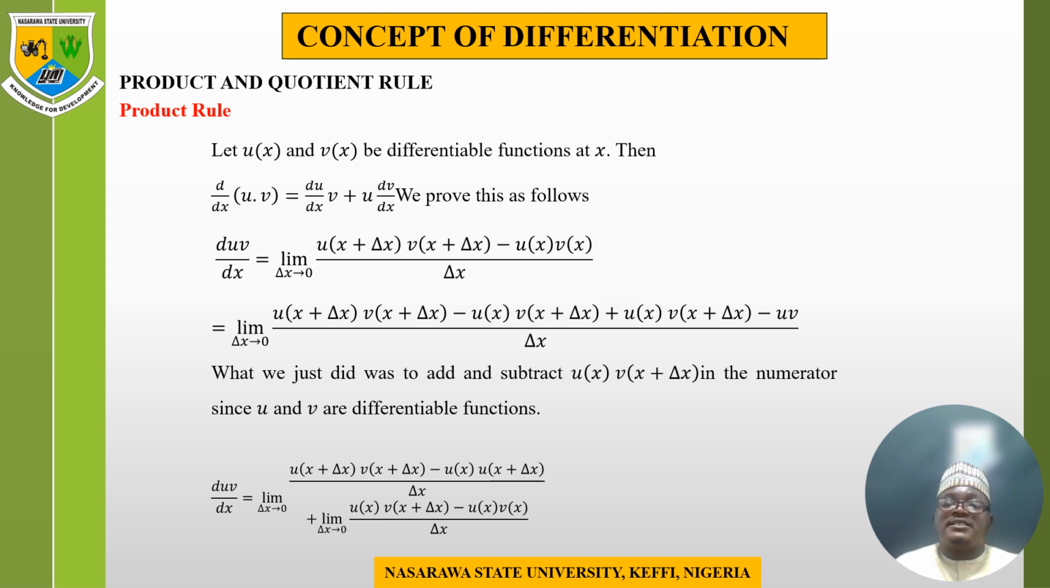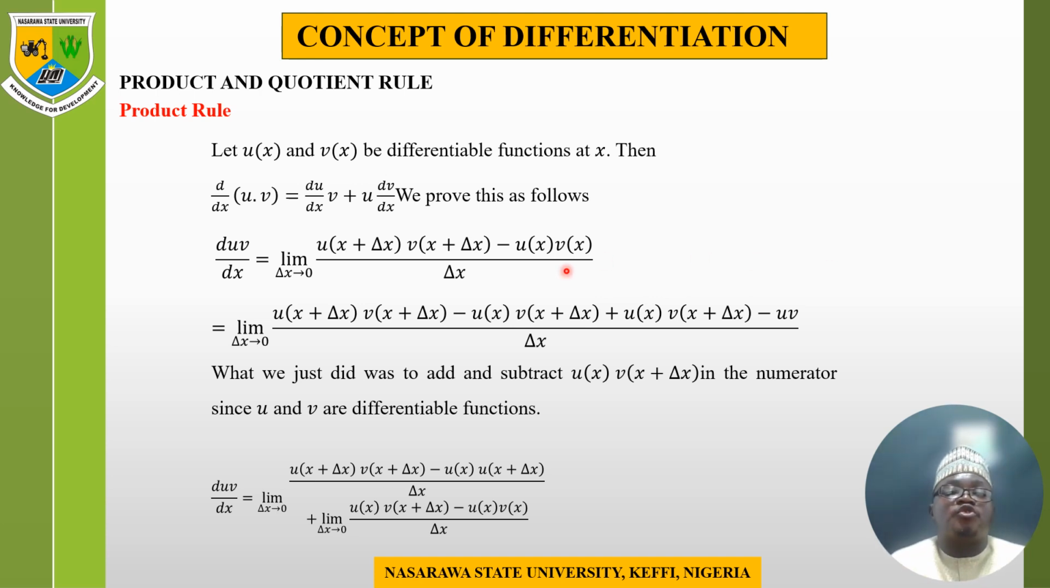The first one we did was the tangent line. The second one we did was the first principle. Then the next one, we are going to have another concept of differentiation, which is the product rule and the quotient rule. What is product? Product, remember, is the multiplication rule. Then the next one, the quotient rule, is the division rule.